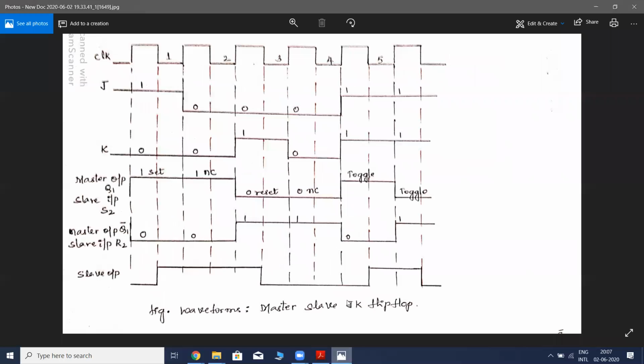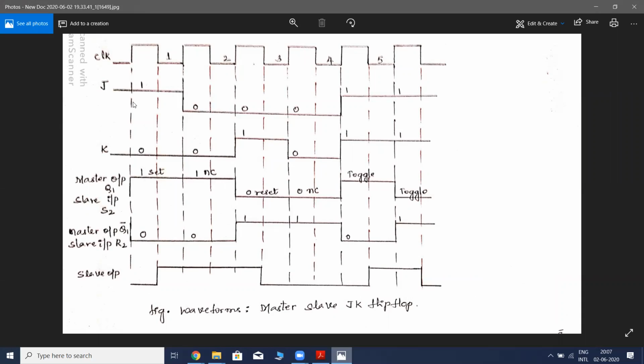Here is one waveform. This waveform will give you more information regarding the master slave JK flip-flop. So here are the clock pulses that are given. During the positive edge, obviously the master is active. During the negative edge, the slave is going to be active.